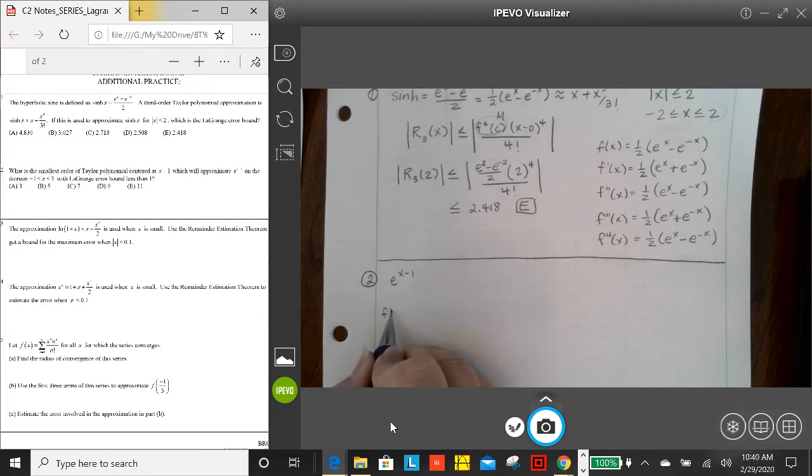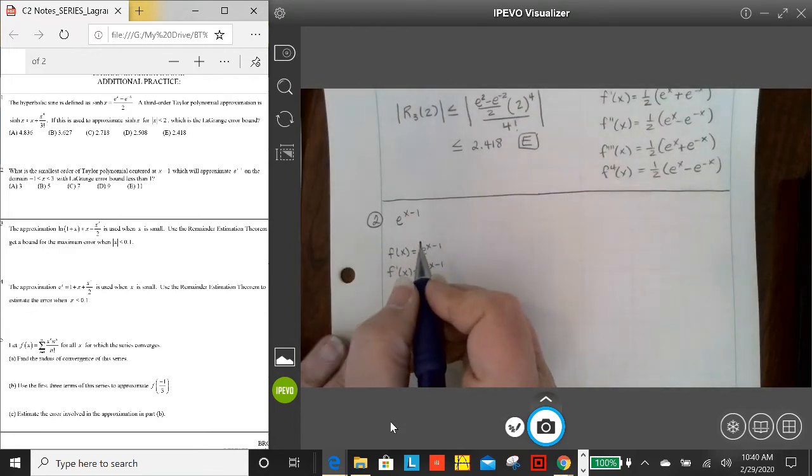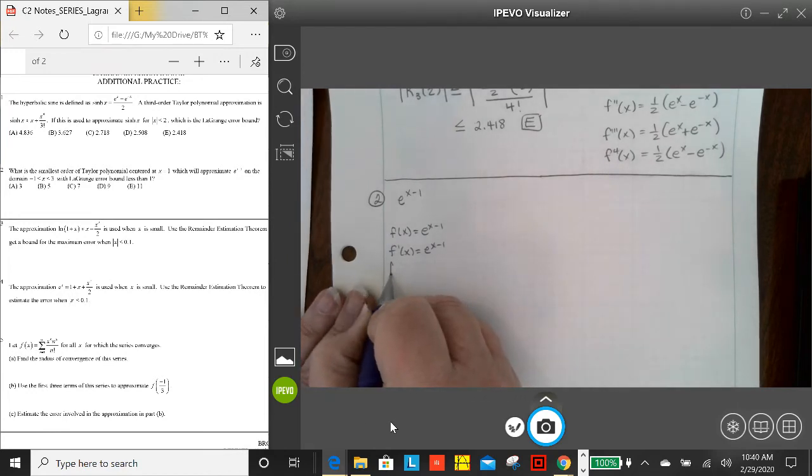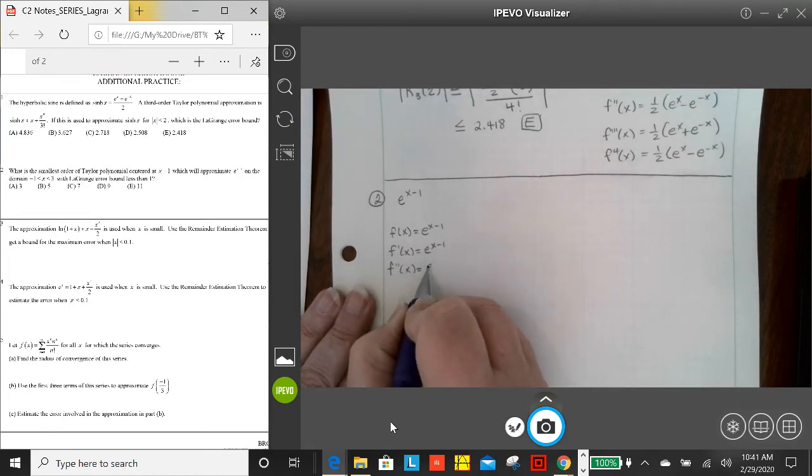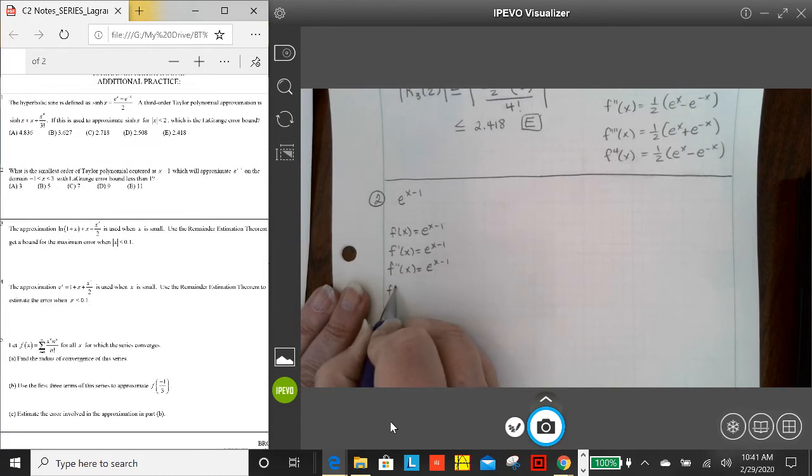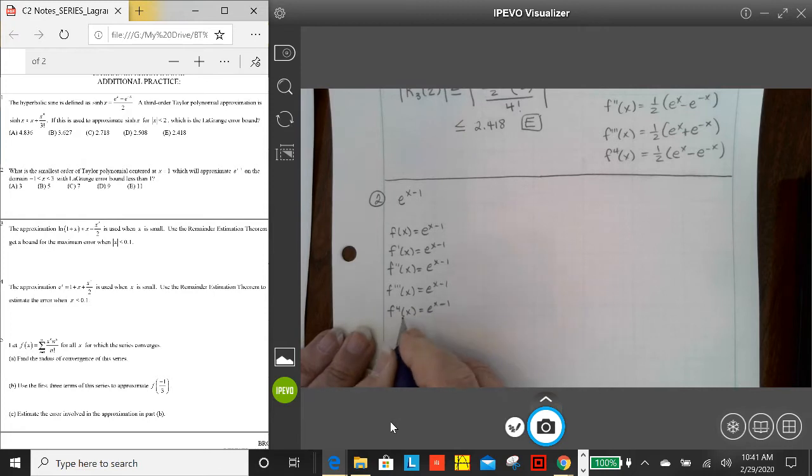Well, I got to do a little bit of work here. So we're going to go f of x equals e to the x minus 1. F prime of x is equal to e to the x minus 1 because the derivative of this exponent is 1. So we were very lucky to get a function like this. The second derivative is equal to e to the x minus 1. The third derivative, again, is e to the x minus 1. The fourth derivative is e to the x minus 1. And the fifth derivative is e to the x minus 1.